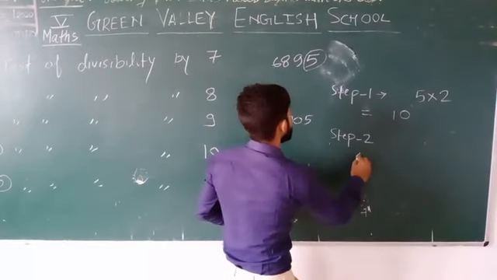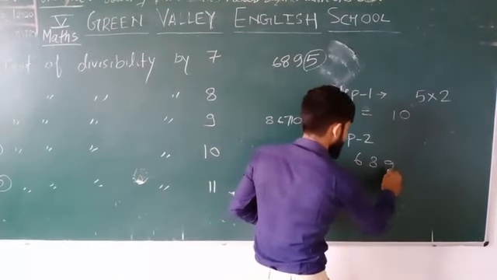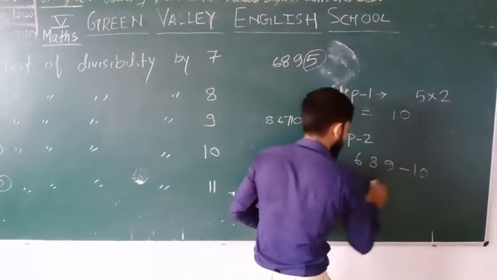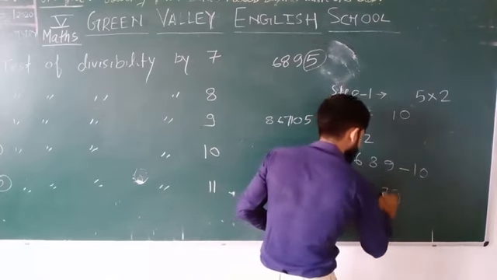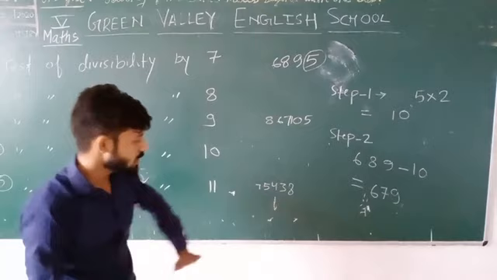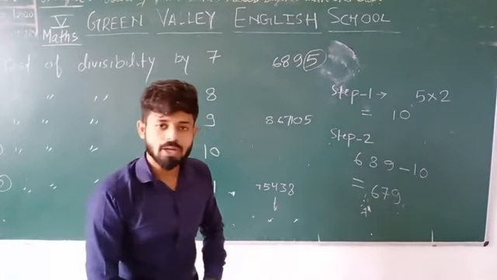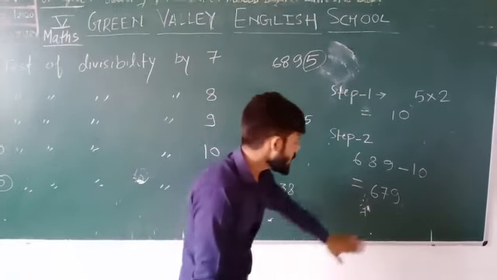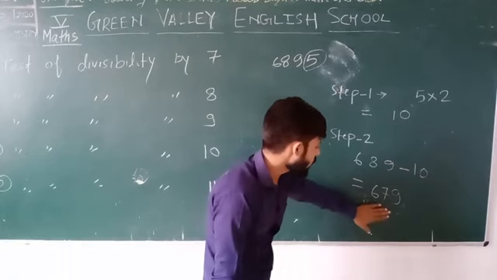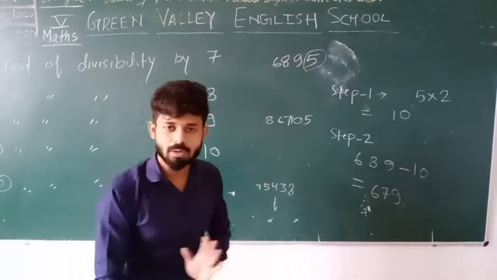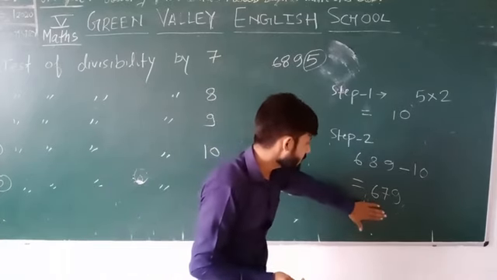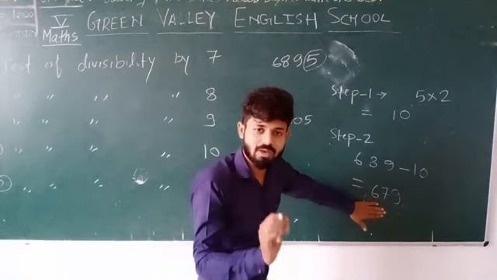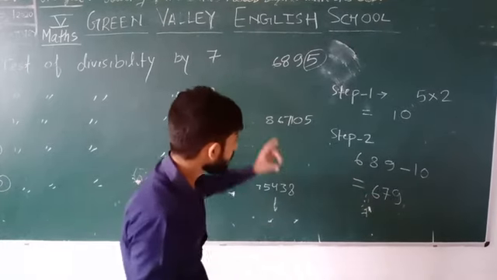So what you will get is 689 minus 10. What will be the result? You will get 9, 7 and 6. 679. This is the final result, and you can easily find out that this number is perfectly divisible by 7. If it is also difficult for you to find whether that number is divisible by 7 or not, then we further repeat the same step.